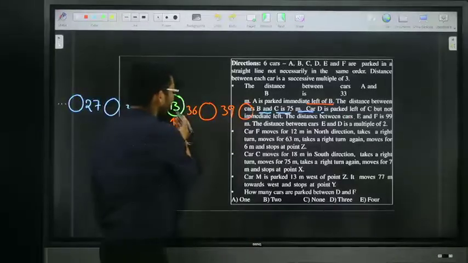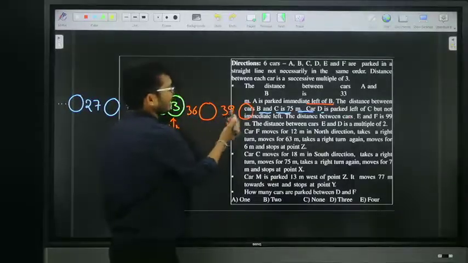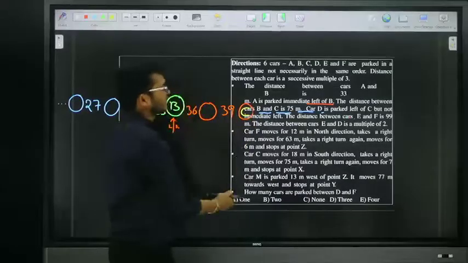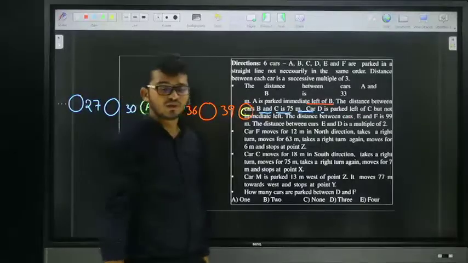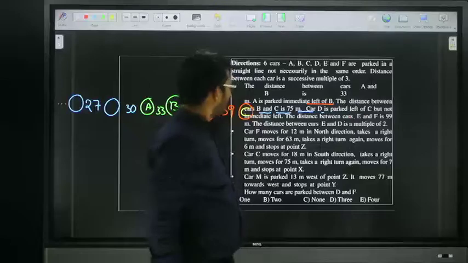Now see here, B. Then this one is what? 36. This one is what? 39. 36 plus 39 total is what? 75. Then this one is what? Car C. Now the distance between car B and C is 75. Completed. Friends, next point is what?